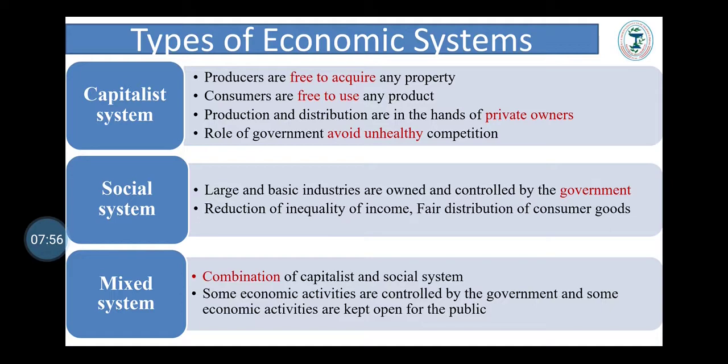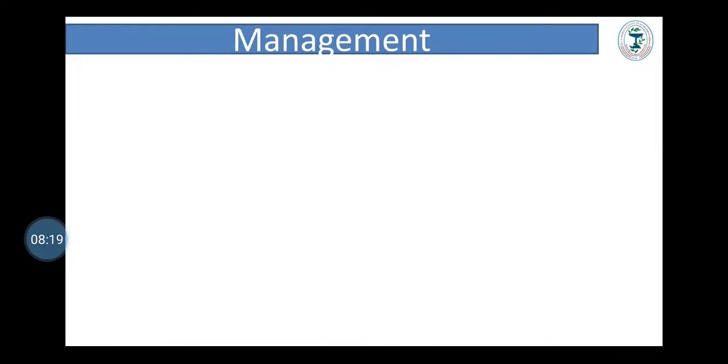Third system, that is mixed economy. In a mixed economy, the activities of both systems, that is the capitalist system and the socialist system, are used. It means some economic activities are controlled by the government while some activities are kept open for the public.